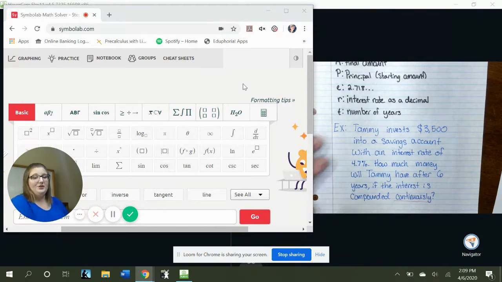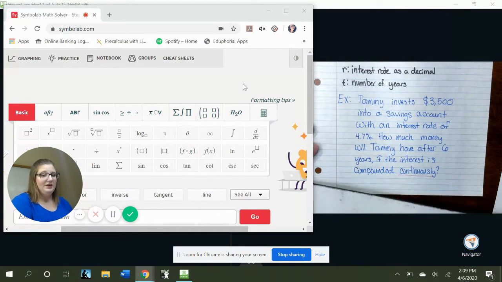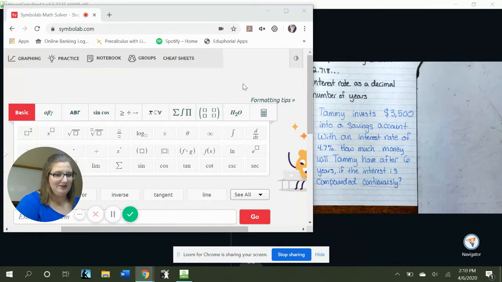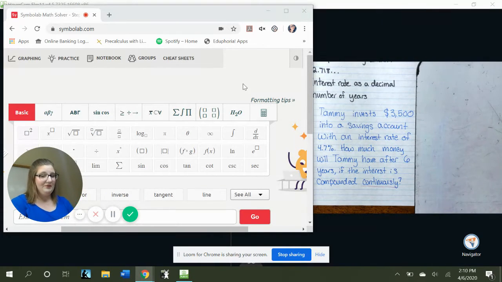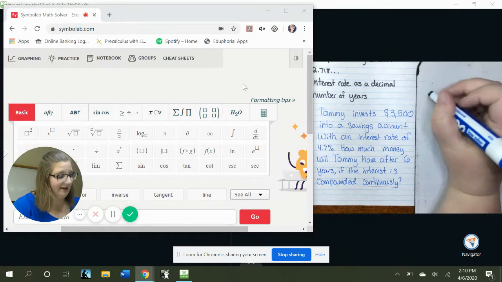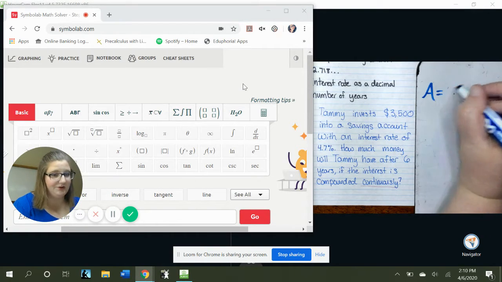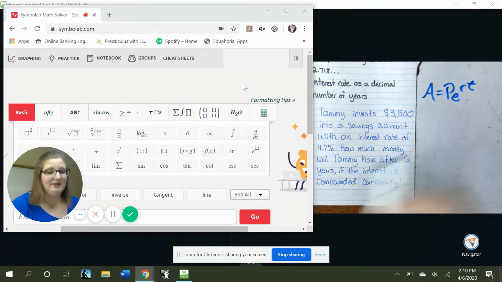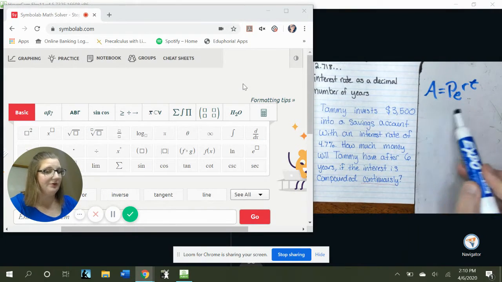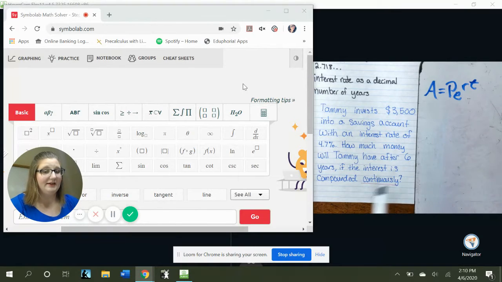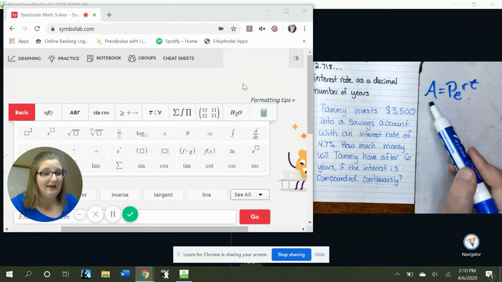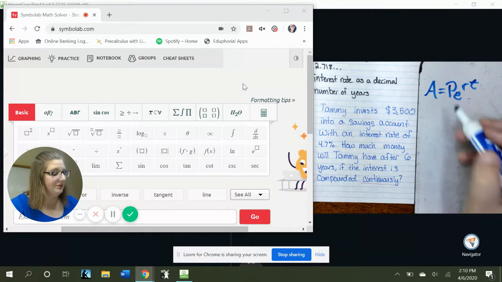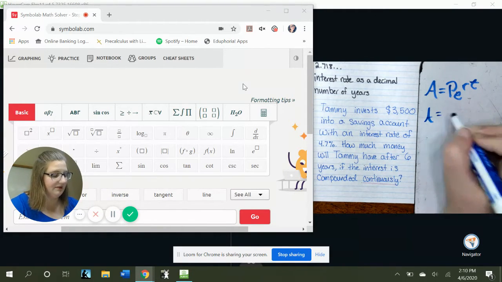So if we're using that formula, we need to know what variables we have to use. I'm going to try and fit this all onto your screen. So we're using the formula A equals P E to the RT. We've got several variables that we have to try and find. We said A was the final amount, so we're going to be looking for A. We don't know what A is.